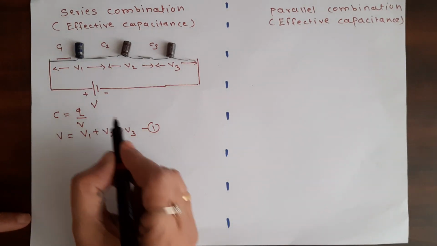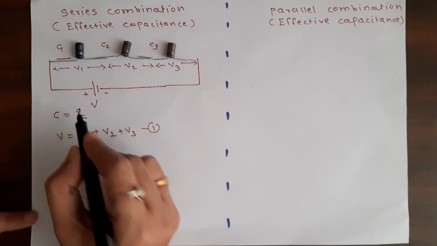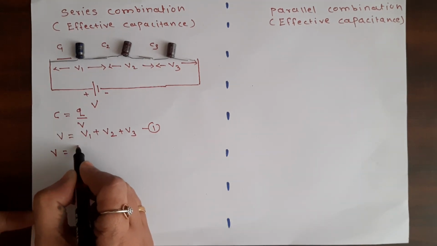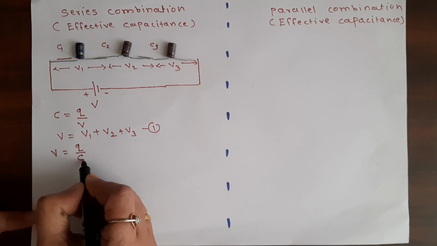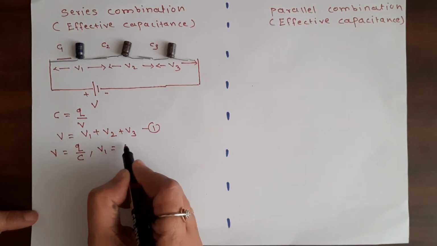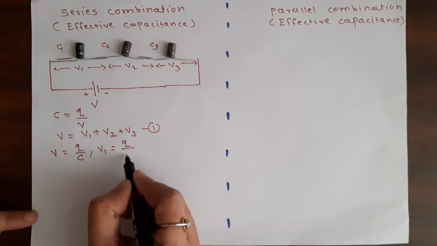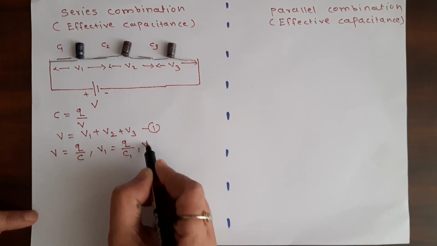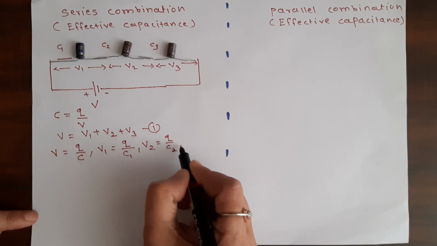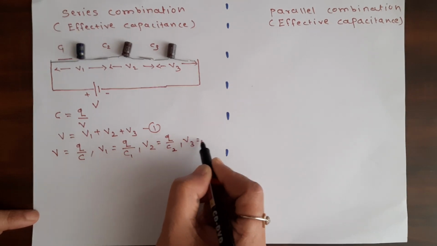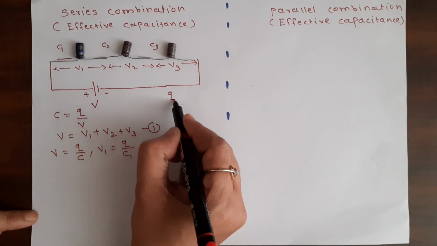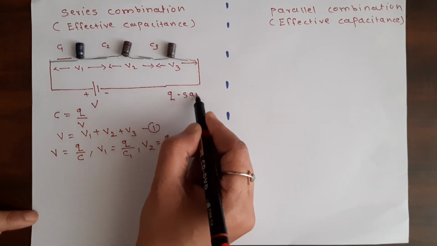V3. Now according to the above equation, we can get the value of V as charge per unit capacitance. Therefore, for V1 we can say Q upon C1, V2 is equal to Q upon C2 and V3 is equal to Q upon C3. Q is the same for every capacitor.